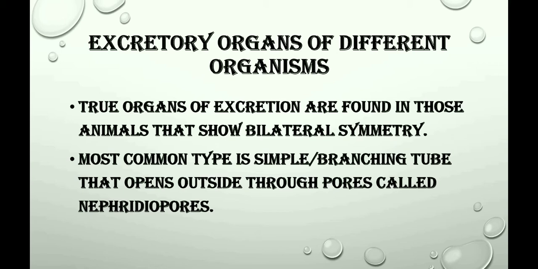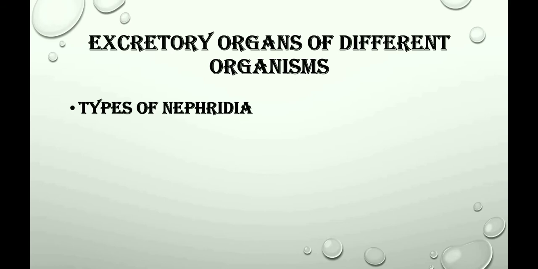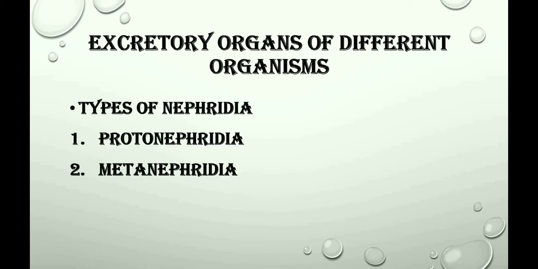So, the most common type of these excretory organs or true organs is a simple or branching tube that opens outside through pores which are called nephridiopores, or you can call them nephridia. Talking about types of nephridia, there are two types of nephridia. They are protonephridia and metanephridia. Now, in order to make it easier, we'll study it in such a way that we'll compare both protonephridia as well as metanephridia.